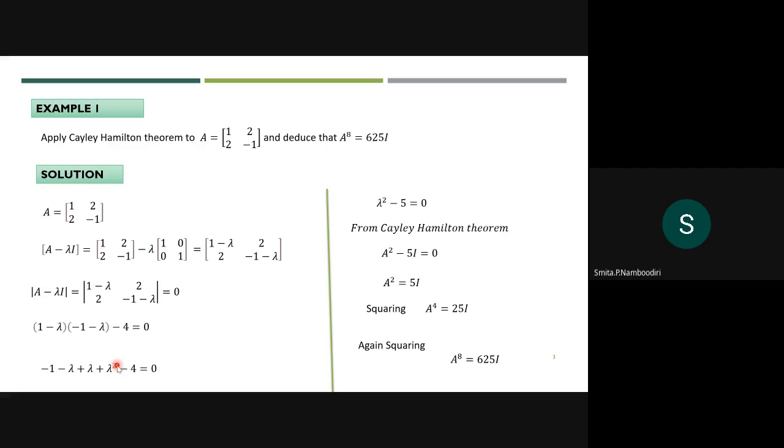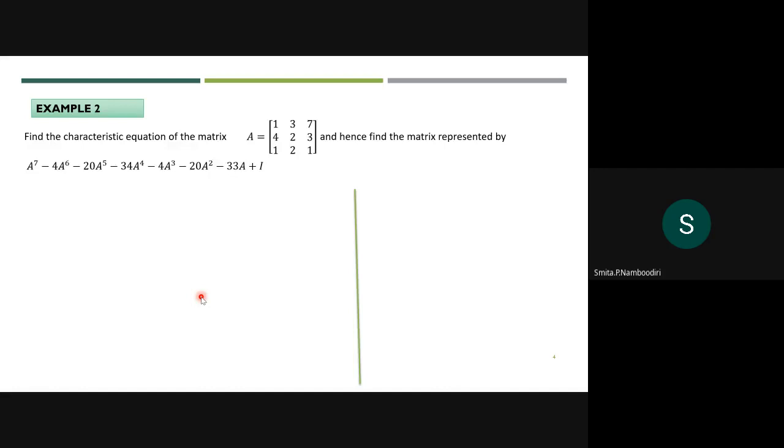Okay, so I'll go to the next. You will understand slowly because पहला lecture है तो it will take a little bit time, लेकिन हो जाएगा. Can I go to the next one? Yeah. Example 2.